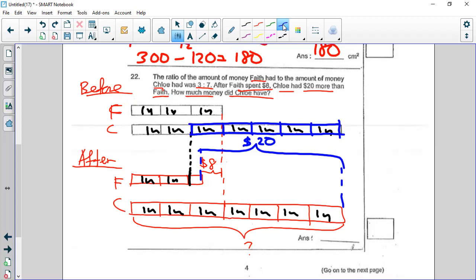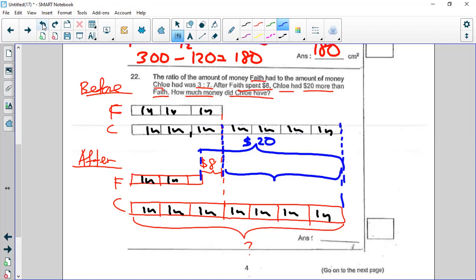And then you look carefully. Or let me just undo that blue box and let me show you something better. Now look carefully, I want you to see very clearly. Look at my dotted line. Can you tell me how many units this is, or how much money that is? This is 20 minus 8, $12. And $12 is how many units? $12 is 4 units. Can you see that?